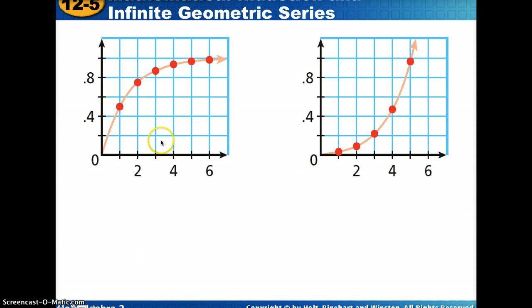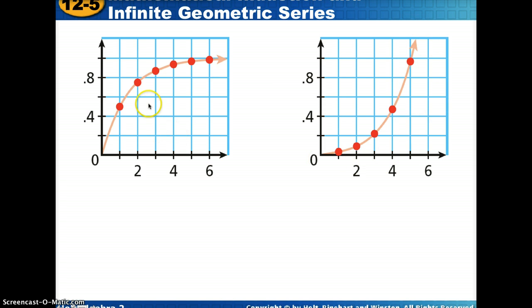Here is a graph of the first one, and here is a graph of the second one. You'll notice that as n gets bigger and bigger, the first graph starts to level out at 1. With the second graph, as n gets bigger, it just keeps getting bigger and bigger.